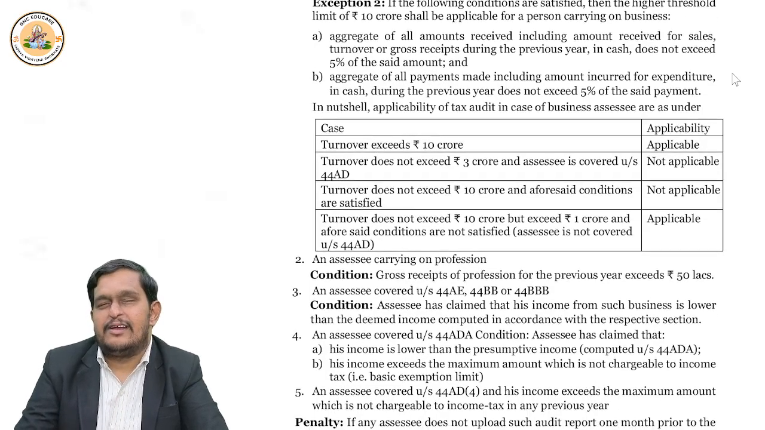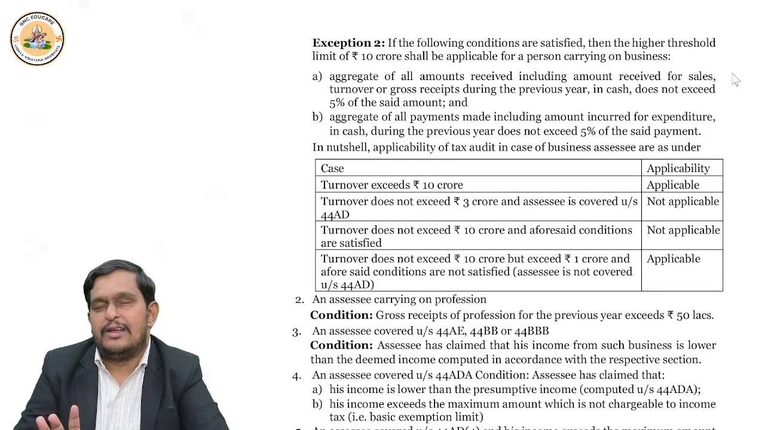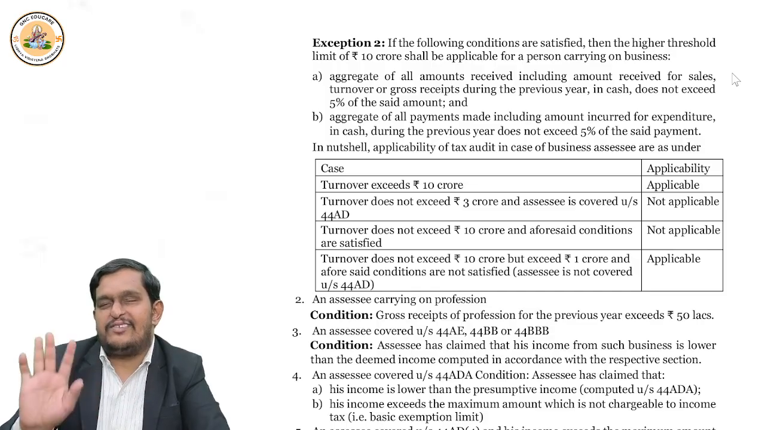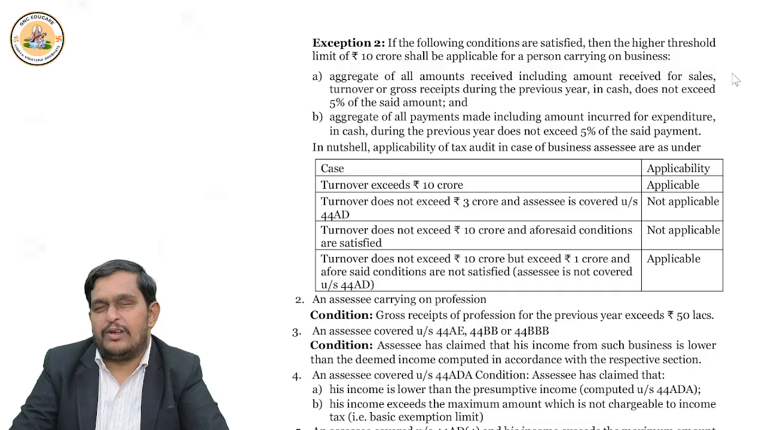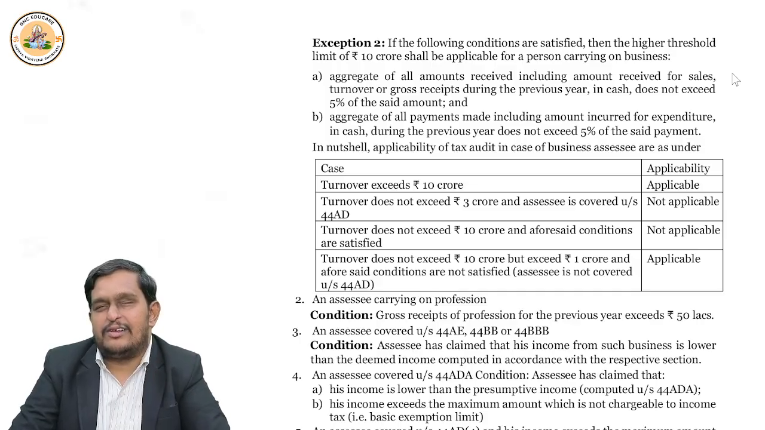First condition is cash receipts and cash payments don't exceed 5% of the total. Then please check the 10 crores limit. More than 10 crores or exactly 10 crores, do tax audit. Less than that, don't do tax audit. Leave these people, you are not satisfying that 5% cash rule. Then 1 crore or more, do tax audit. Less than 1 crore, don't do tax audit.